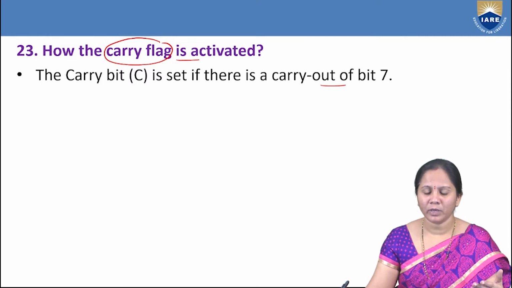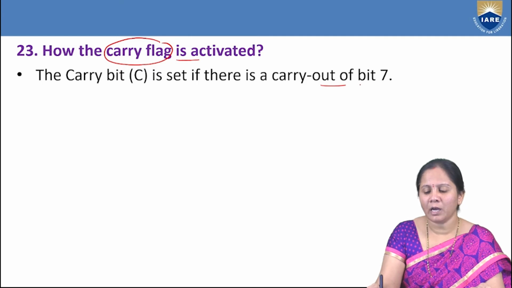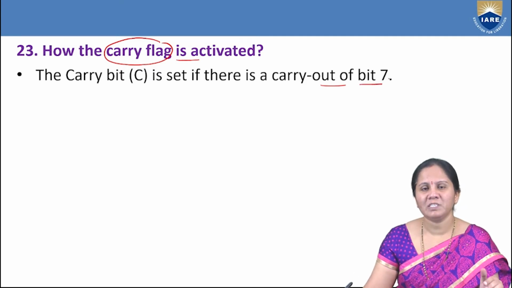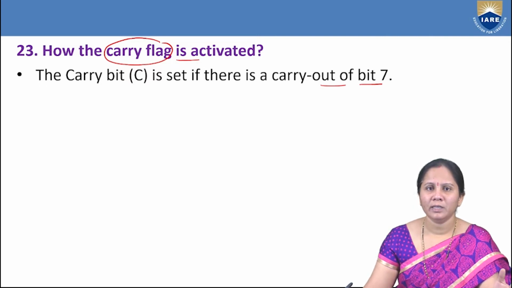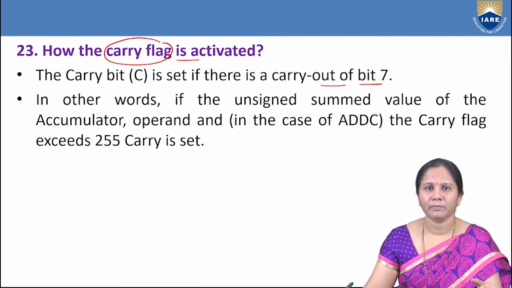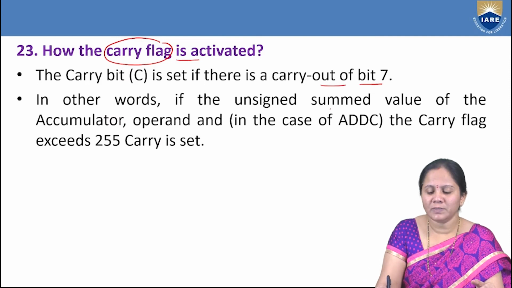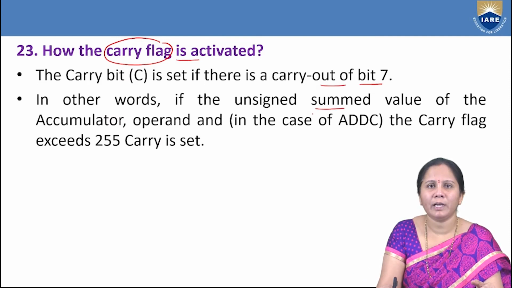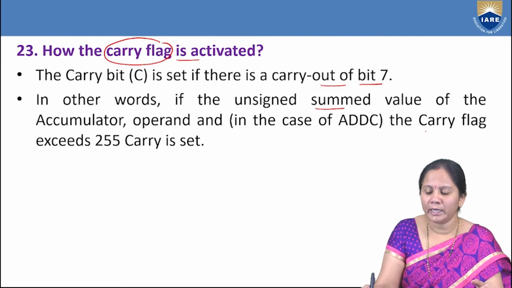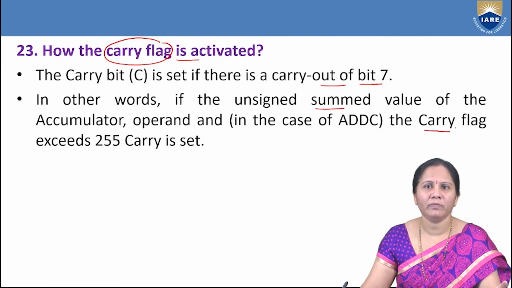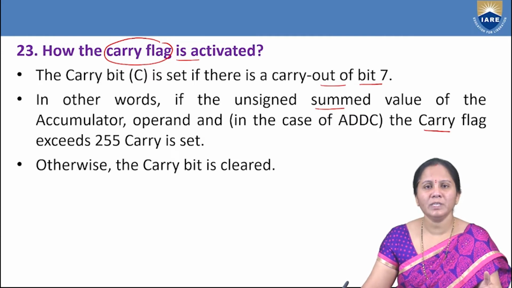Carry bit means that if you are performing any 8-bit operation and the result is greater than 8 bits, there is a carry out of bit 7. That means an 8th bit is developed and is not able to fit in the register. In that case, we say that the carry flag bit is set. In other words, when the unsigned sum of the accumulator operand and the carry flag exceeds 255, the carry flag bit is set. Otherwise, it will be cleared.